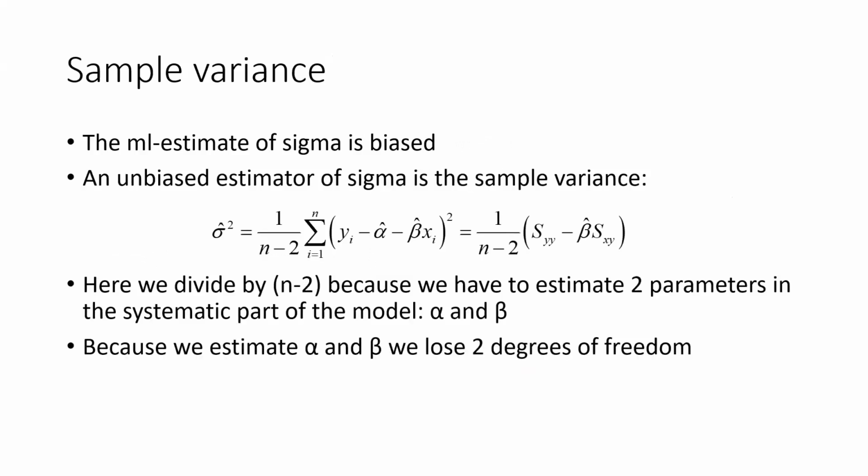Sample variance. So we have talked about alpha and beta, and here is the estimate of sigma. And there it turns out we actually have two estimates of sigma. The sample variance, the unbiased estimate, is this estimate where you divide by n minus 2. And that 2 comes from having to estimate two parameters in the mean structure, right? The alpha and the beta. So we lose 2 degrees of freedom.